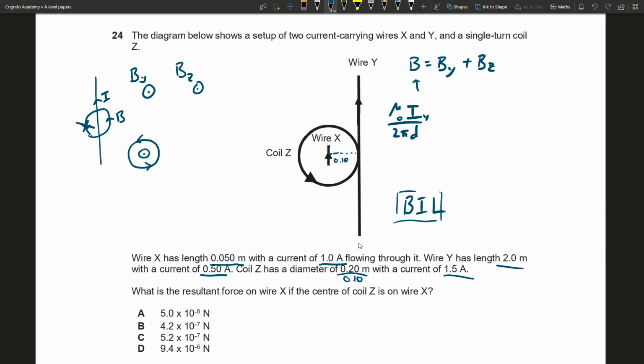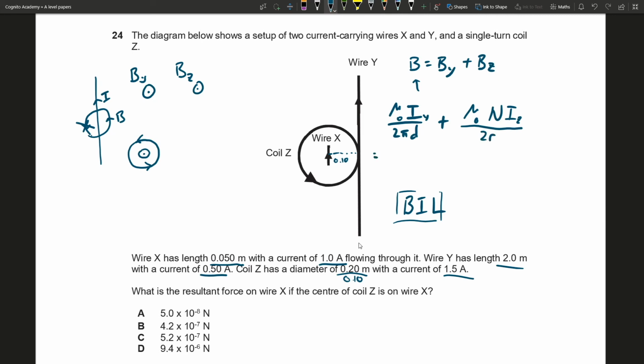So that's BY. Now let's try to find BZ. In your formula sheet, the magnetic flux density of a single coil is given by mu naught N I over 2R, where N is the number of turns around your coil, in this case 1, I is the current going through coil Z, and R is your radius.